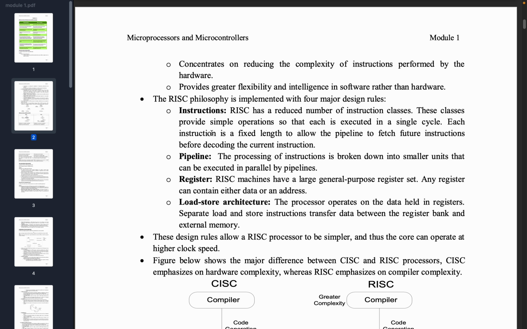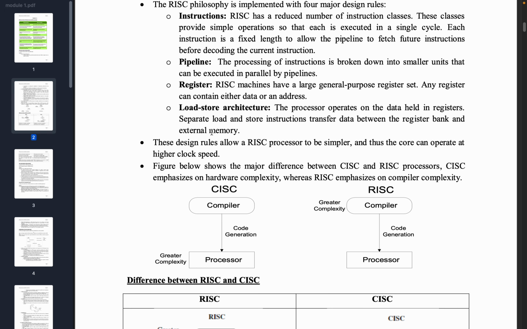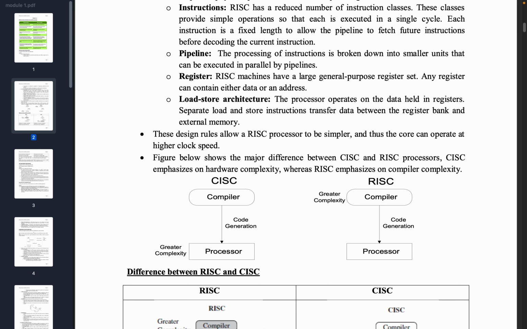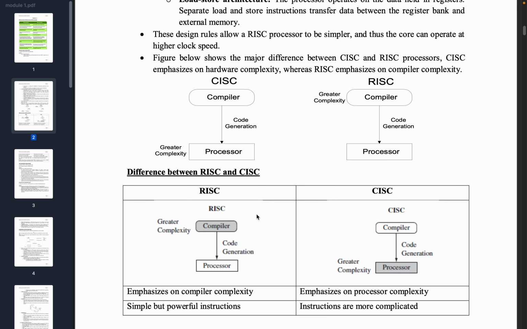And then see here the CISC and RISC diagram and the differences. Greater complexity is placed on the processor in CISC, but greater complexity is placed on the compiler in RISC. The difference between RISC and CISC is a very important question. Most probably they will ask this question in the 2022 scheme paper. So for the difference between RISC and CISC, first we have to write the diagram.